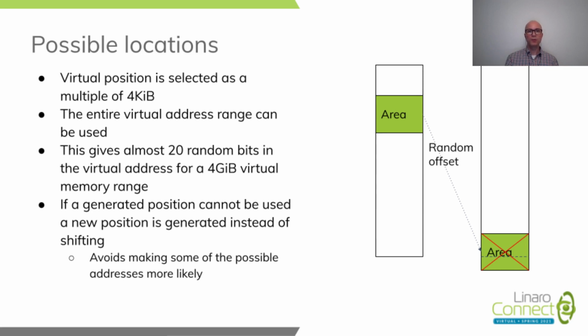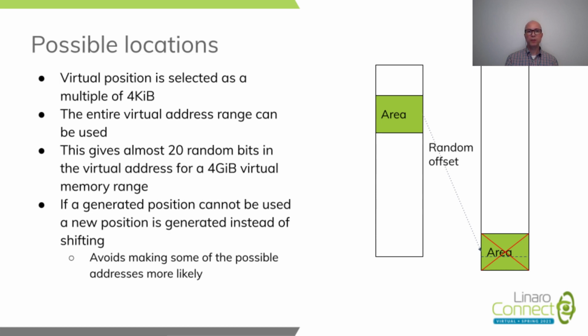Possible locations. A virtual address is selected as a multiple of 4 kilobytes, as that is the smallest unit we can map. The entire virtual memory range can be used with a few exceptions, like the page at address 0 or overlapping the identity map. On a 4 gig virtual memory range, this gives almost 20 random bits.